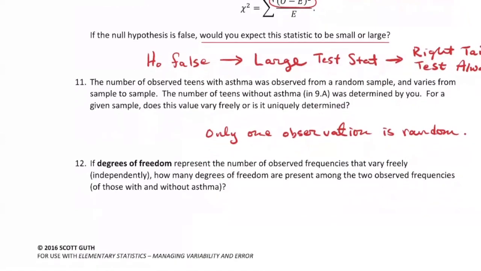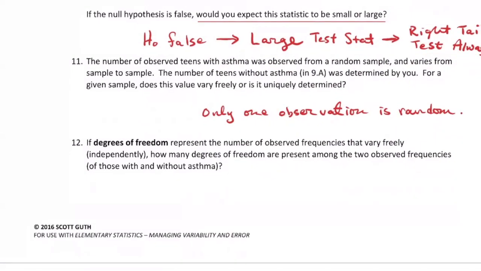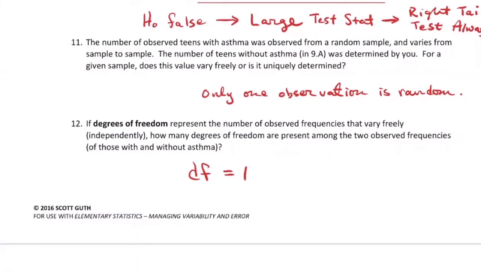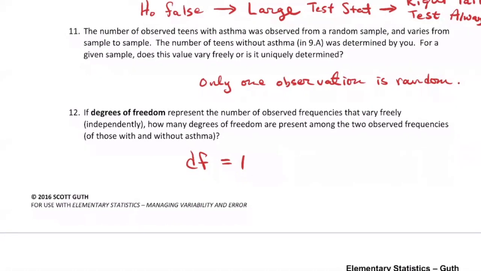Here it says, if the degrees of freedom represents the number of observed frequencies that vary independently or randomly, how many degrees of freedom are present among the two observed frequencies? We've already said the degrees of freedom will be 1 here. Two observations, 1 is random, and you only need to tell me one of them and I'll know the other. Is that clear, everybody?